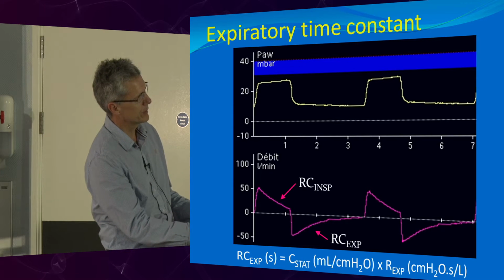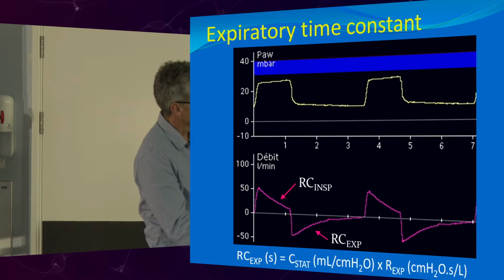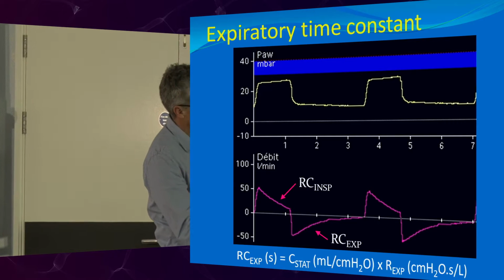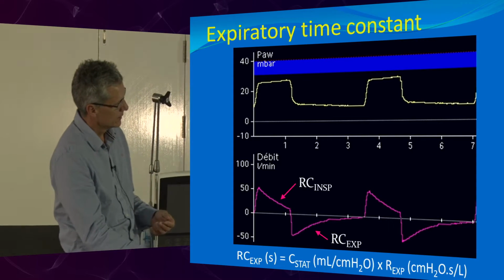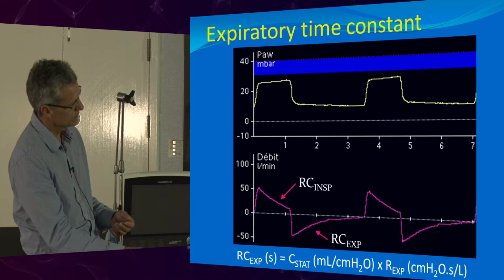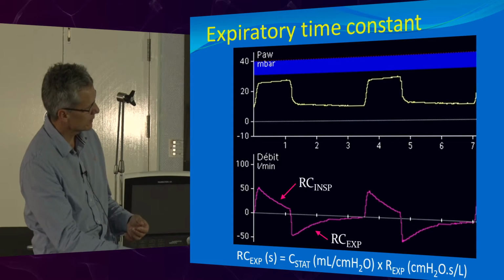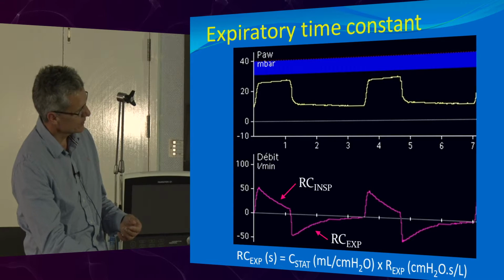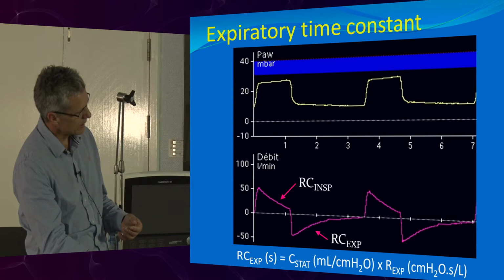So I'm just going to try and show you here. So here's the pressure curve. This is inspiration here, and this is expiration here. The line along here is seconds, and this is flow. Sorry, it's in French, but I borrowed some of the slides from France. And it's essentially how quickly this happens here. This is your expiratory time constant.